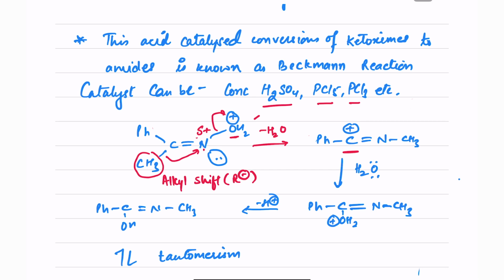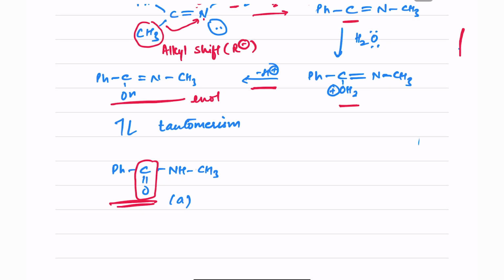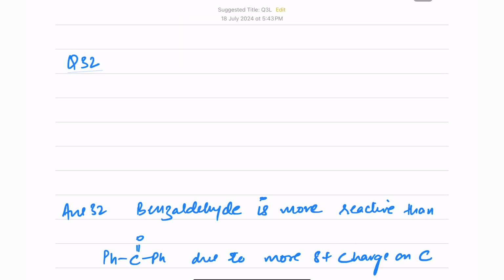Then we have the water in the system, which was lost from the molecule earlier. That will attack back on this carbon, forming OH2 plus, ultimately leaving H plus and forming an enol. This enol can further tautomerize to form its respective ketone form. In general, if you see the total group, this is an amide group. So the conversion of ketoxime to amide is called the Beckmann rearrangement. Now come to question number 32.